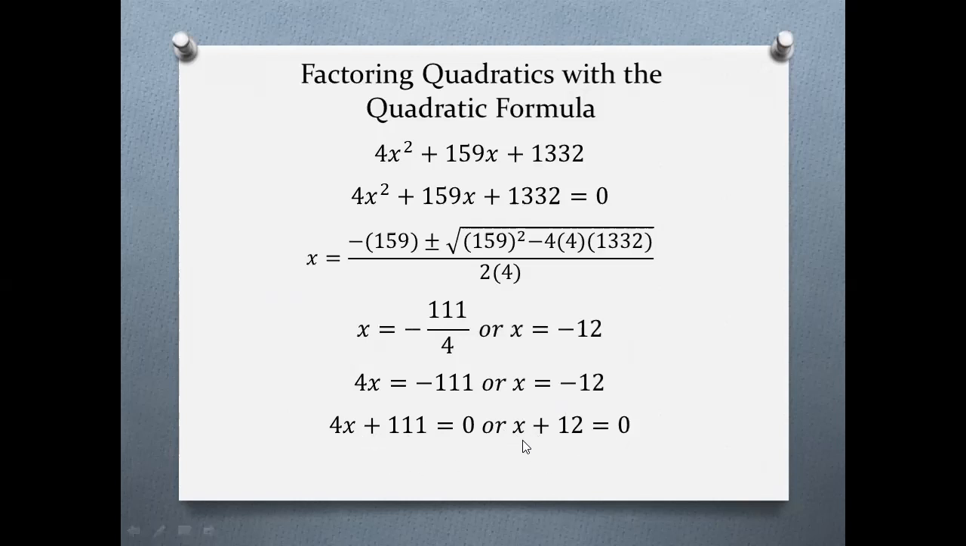And then we can put the expressions that are on the left sides of the equations together to form our factors. So we have 4x plus 111 and x plus 12 as the factors. And of course, we can check this by using the distributive property, which is also referred to as the FOIL method.